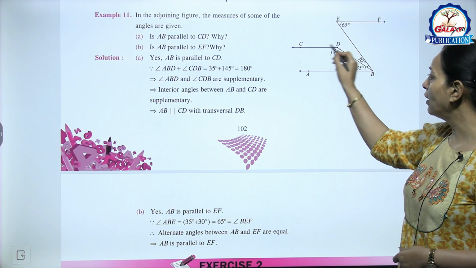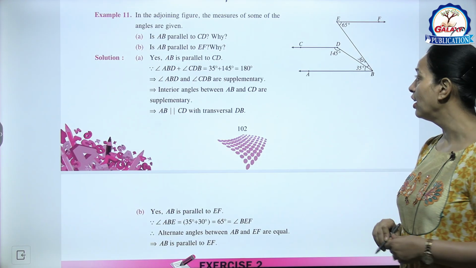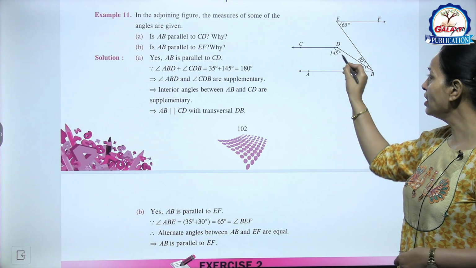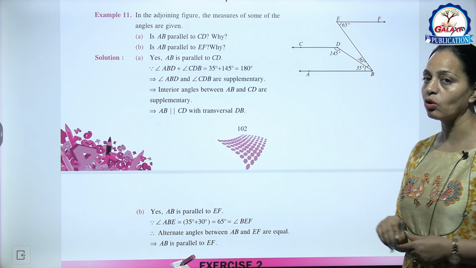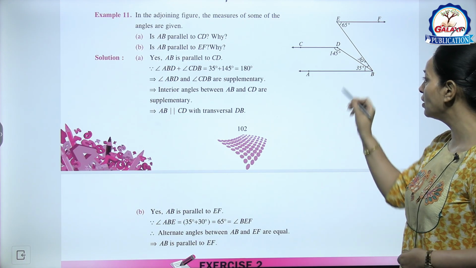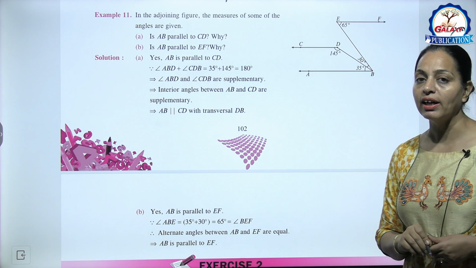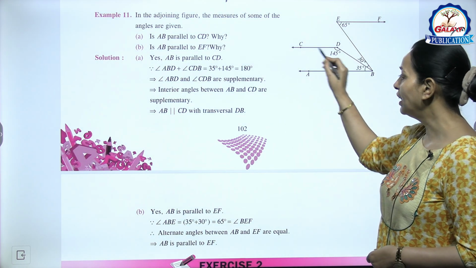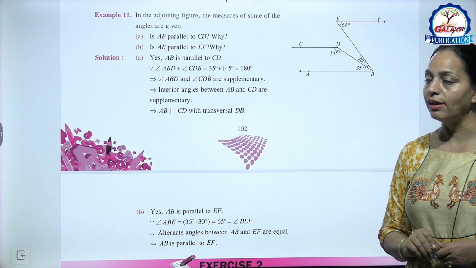So is AB parallel to CD or not? So see here 145 and 35. So these are the interior angles on the same side of transversal. Their sum is 180 degree. So these are supplementary. So yes, these lines are parallel.